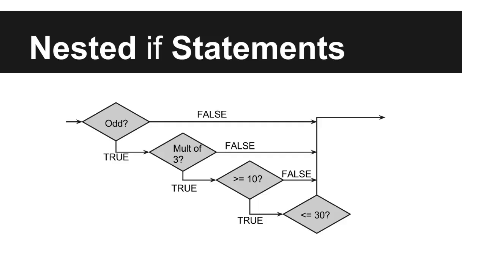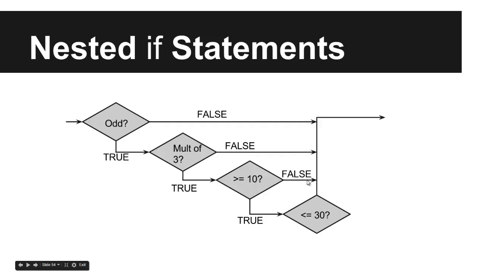When last we left off, we were talking about nested if statements as a means of making complicated decisions that require more than one factor to be evaluated at once. And so here's a quick flowchart diagram of what we were looking at last time with our nested if statements, which is to say that our program flow comes in, we check to see if our number is odd. If it is, we check to see if it's a multiple of 3. If it is, we check to see if it's greater than or equal to 10. And then if it is, we check to see if it's less than or equal to 30.